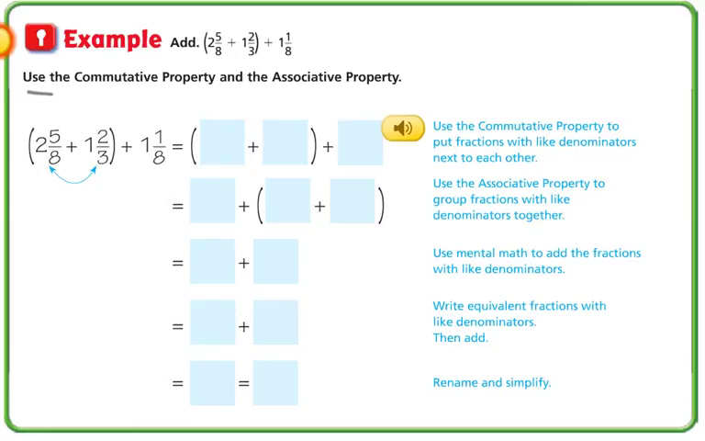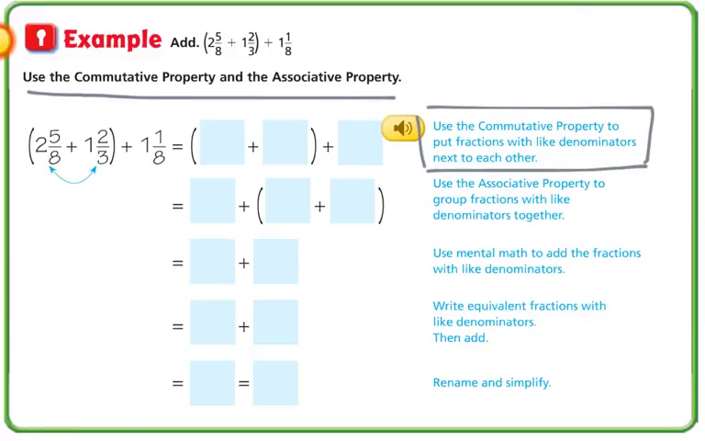So it says use the commutative property and associative property. So we have 2 and 5/8 plus 1 and 2/3 plus 1 and 1/8. So it says use the commutative property to put fractions with like denominators next to each other. So again, boys and girls, we can simply see, well, this has a like denominator, this has a like denominator. These are the ones that we're going to put next to each other. And then the one that's left over, 1 and 2/3, goes outside of the parentheses.